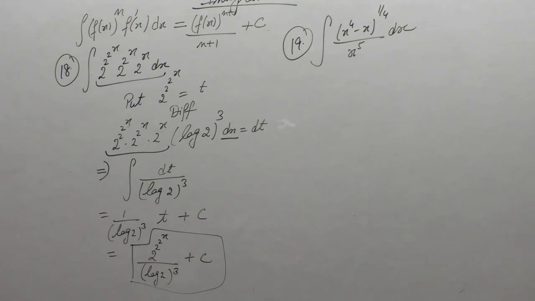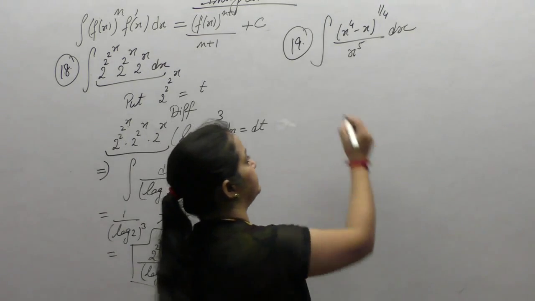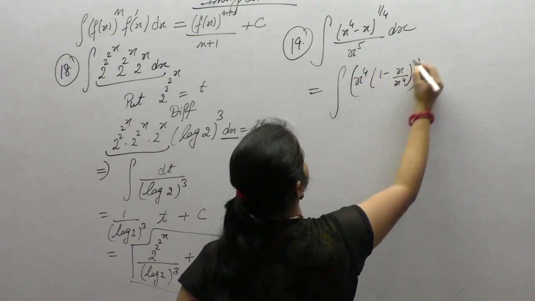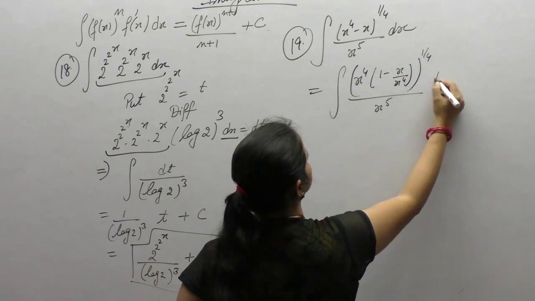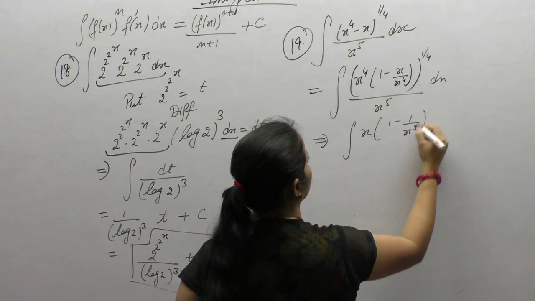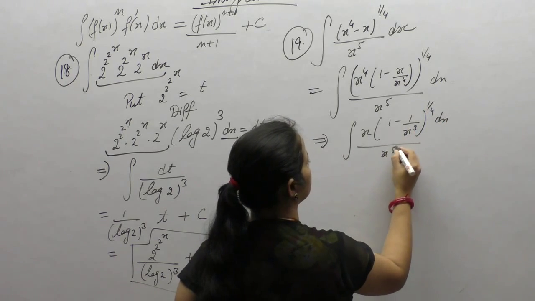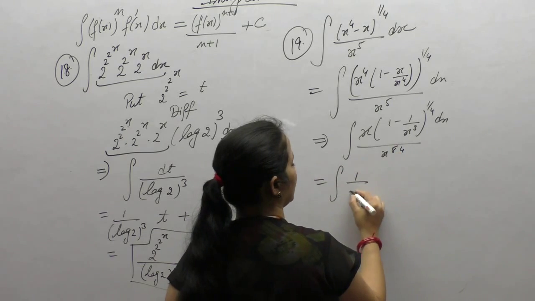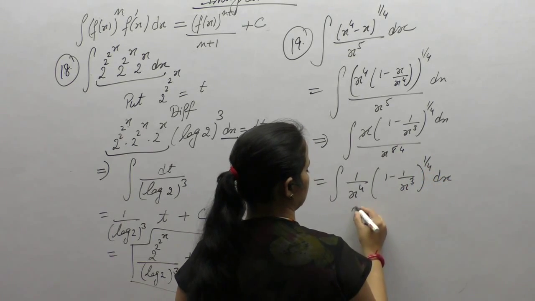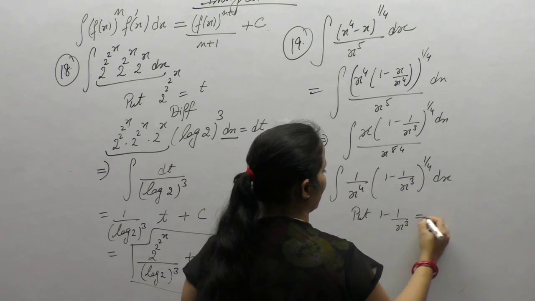Now the next question is integral of x4 minus x power 1 by 4 upon x5. Take x4 common. 4 into 1 by 4 power will be cancelled out. x1 minus 1 upon x cube. One upon x power 4 into 1 minus 1 upon x cube power 1 by 4. Now substitute 1 minus 1 upon x cube as t.